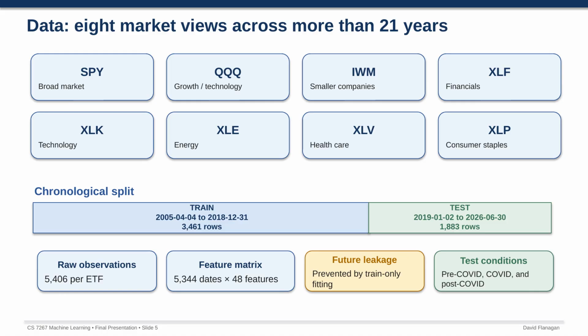Dates through December 31st, 2018 formed the training period, while dates beginning January 2nd, 2019 formed the separate test period. Keeping later dates out of training prevented the future market information from influencing the earlier model.